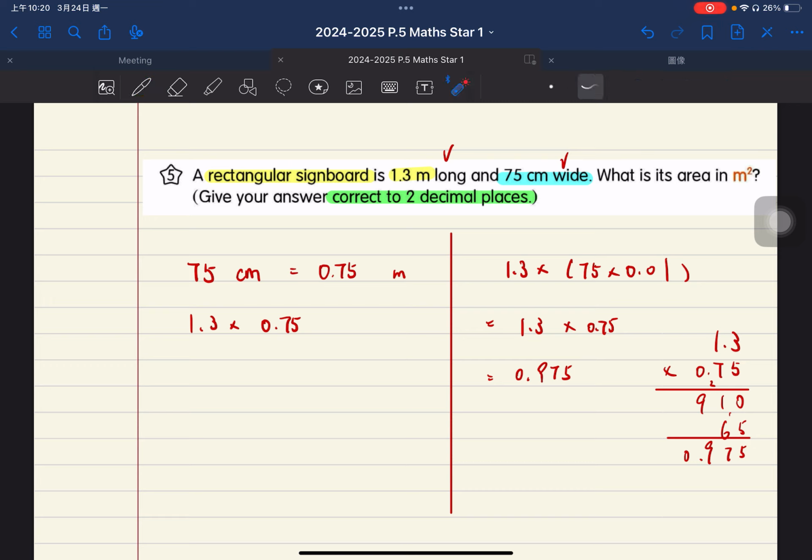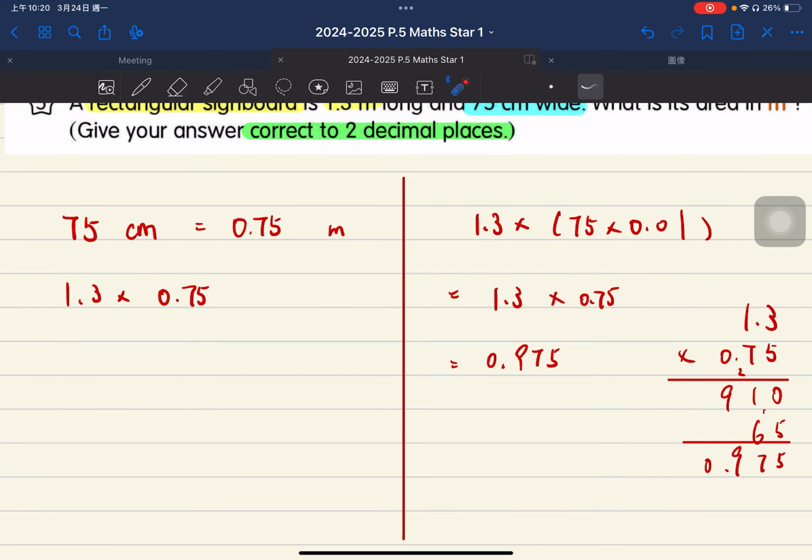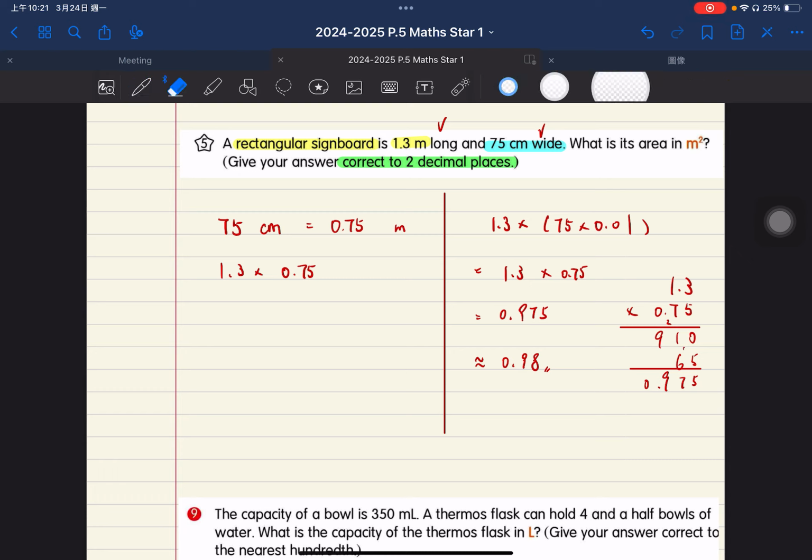But don't forget you need to correct to 2 decimal places. Bear in mind, first you have to give the values, and then when you are rounding up or down, rounding off, you have to give approximately equal to. Two decimal places, like what I've said. Look at the right, 5. So it should be rounding up. So it will be 0.98, like this.